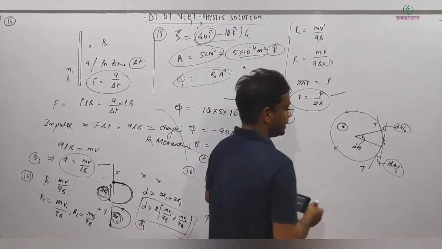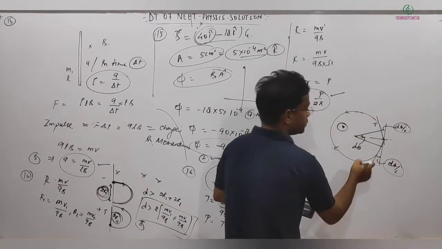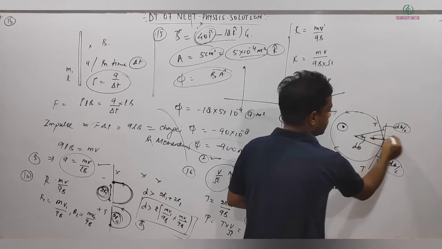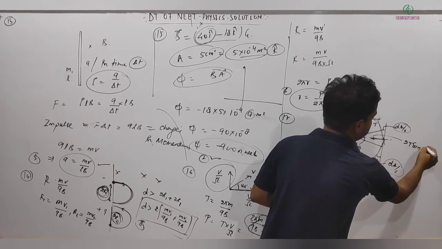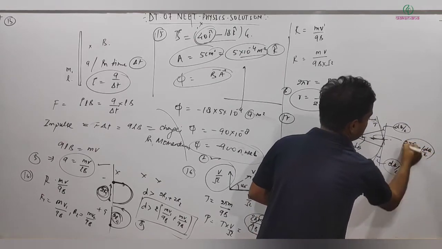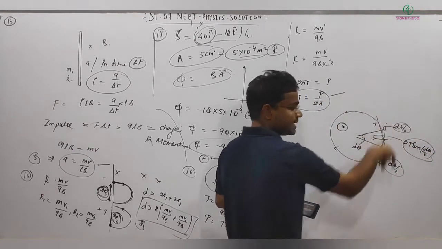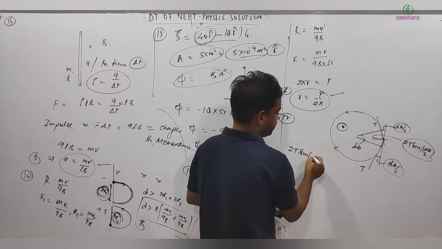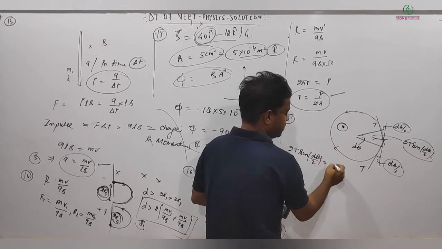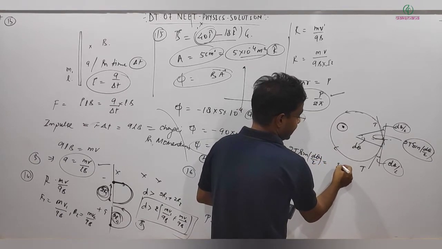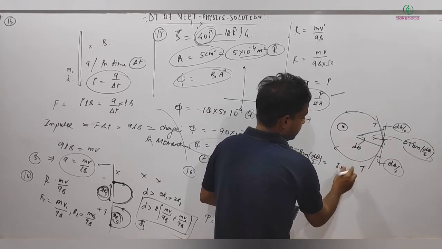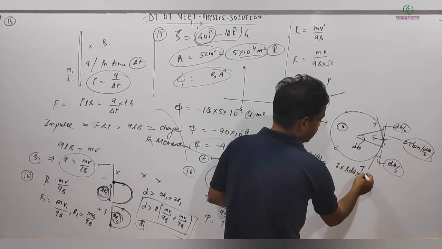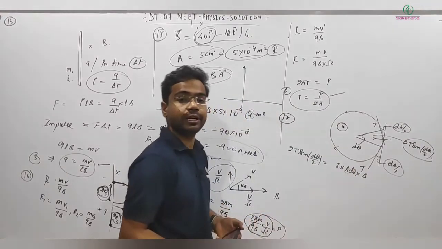Now what is happening here? We will do this as 1. Now T, we can take 2 components in this direction. So this is 2T sine d theta by 2. This will be the force, and these forces will simply cancel out. So I can write 2T sine d theta by 2 will be equal to I L, where L is equal to R d theta, multiplied by B, that is ILB. I hope that is clear.